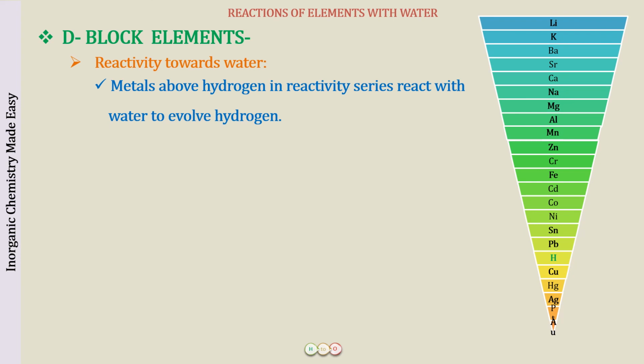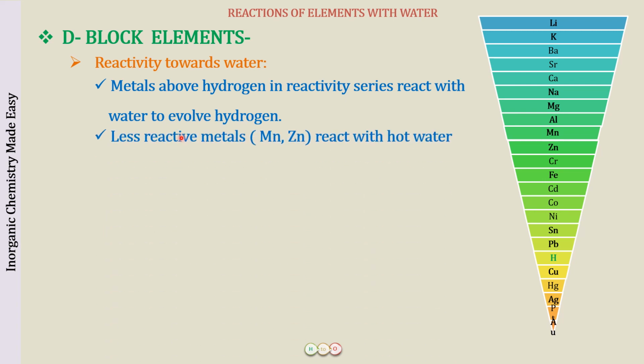So here you can see that we have manganese, zinc, chromium, iron, cadmium, cobalt, nickel. All of these are above hydrogen, so they will be reacting with water to produce hydrogen gas. Because here the elements are lower down in the reactivity series, all they will be forming is the corresponding oxides and hydrogen gas. And the elements like copper, mercury, silver, platinum, gold are also transition elements, and because they are below hydrogen in the reactivity series, they will not be reacting with water.